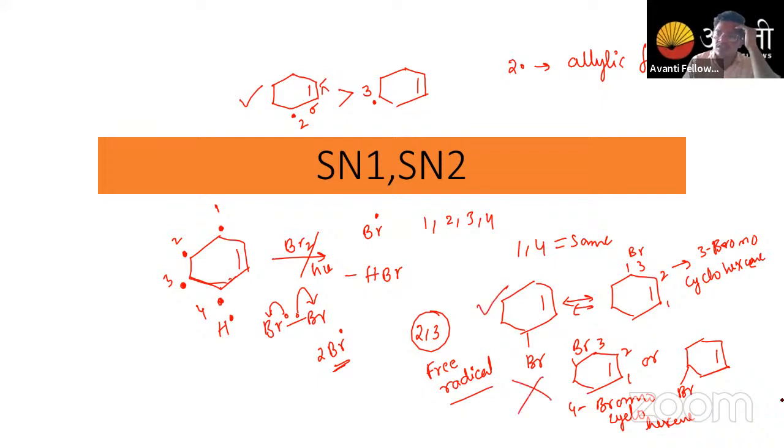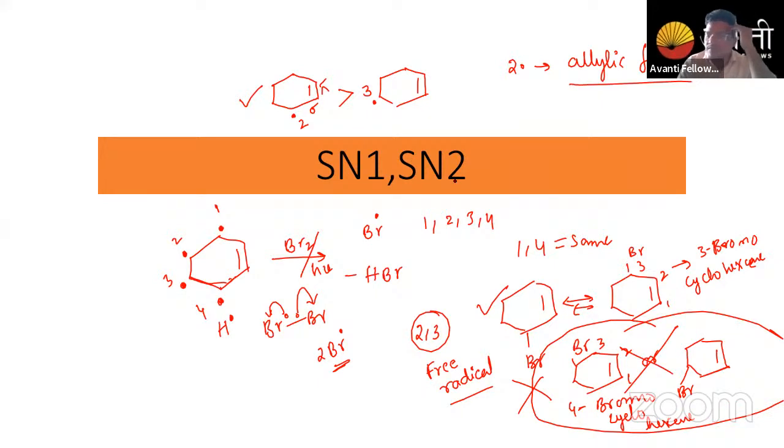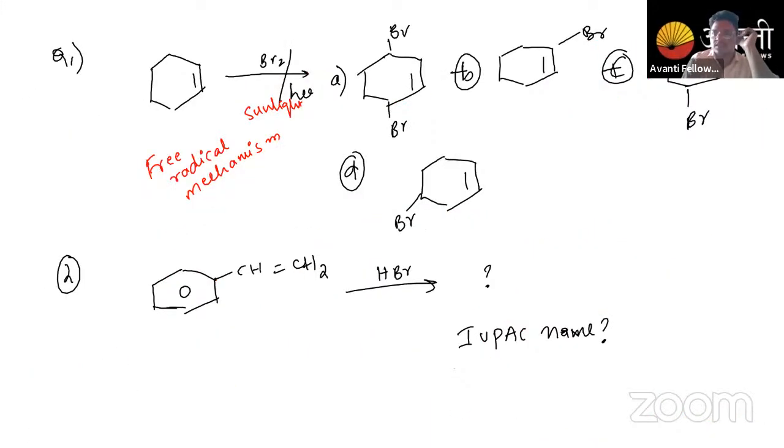Why not this? Because the free radical stability will be at the allylic position. So the carbon which got the free radical at the allylic position will be more stable. So if I see our product, option C is the correct answer. And here also you will get a product, but this is the minor one and this is the major one. I hope you guys understand this.